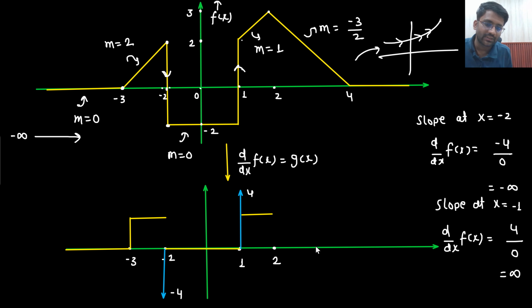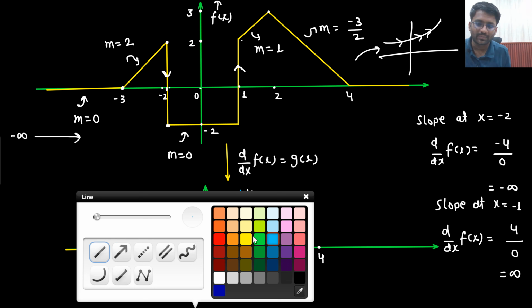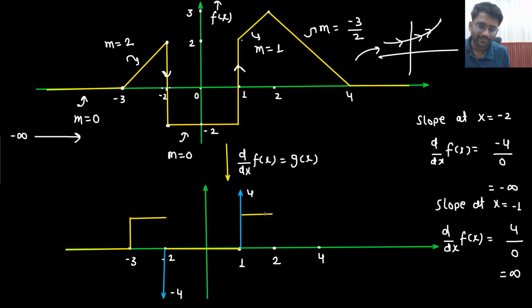So between 2 to 4, what is the slope? Between 2 to 4, the slope is minus 3 by 2. And then from 4 onwards, the slope is 0.